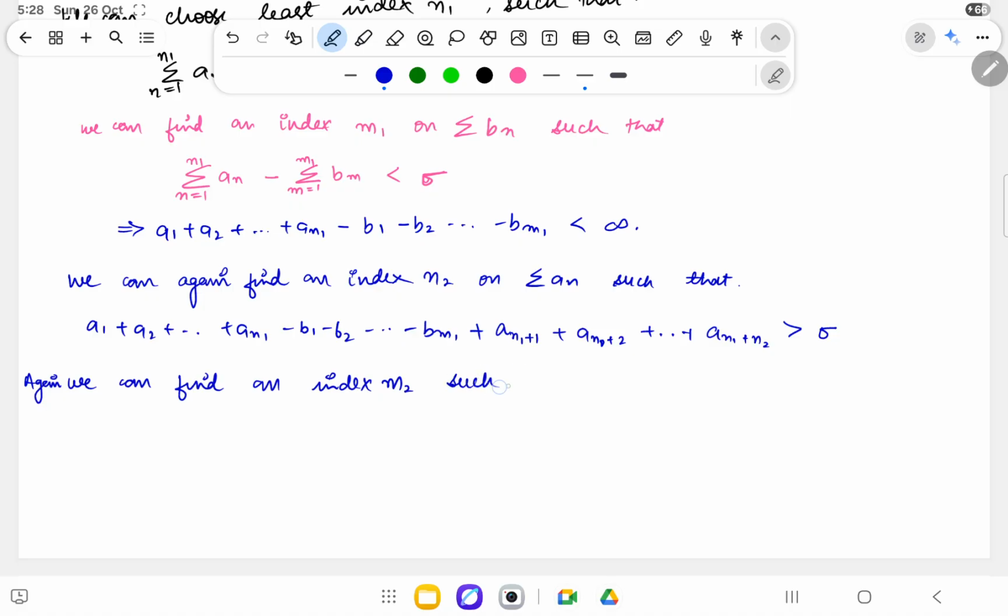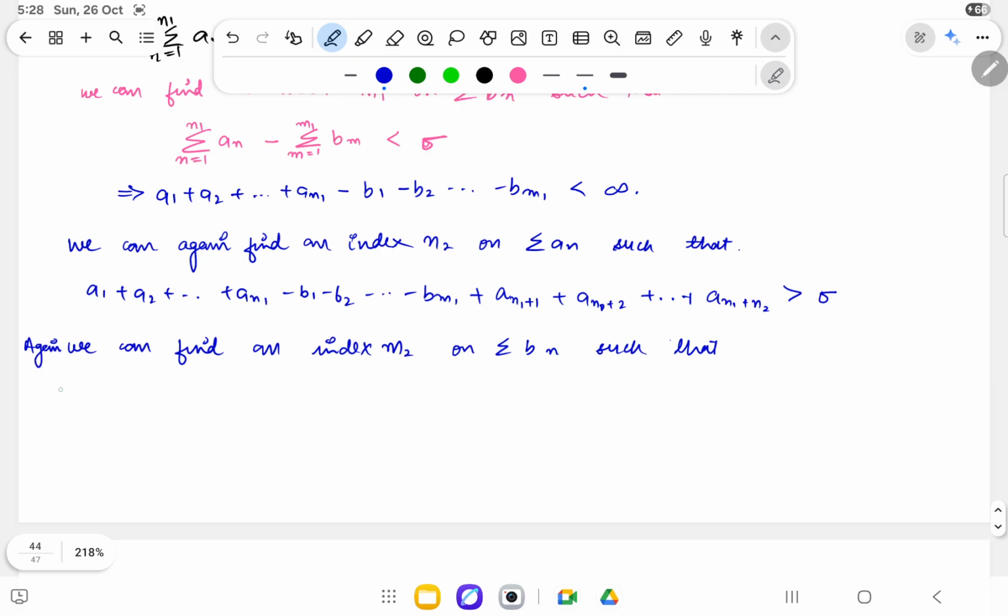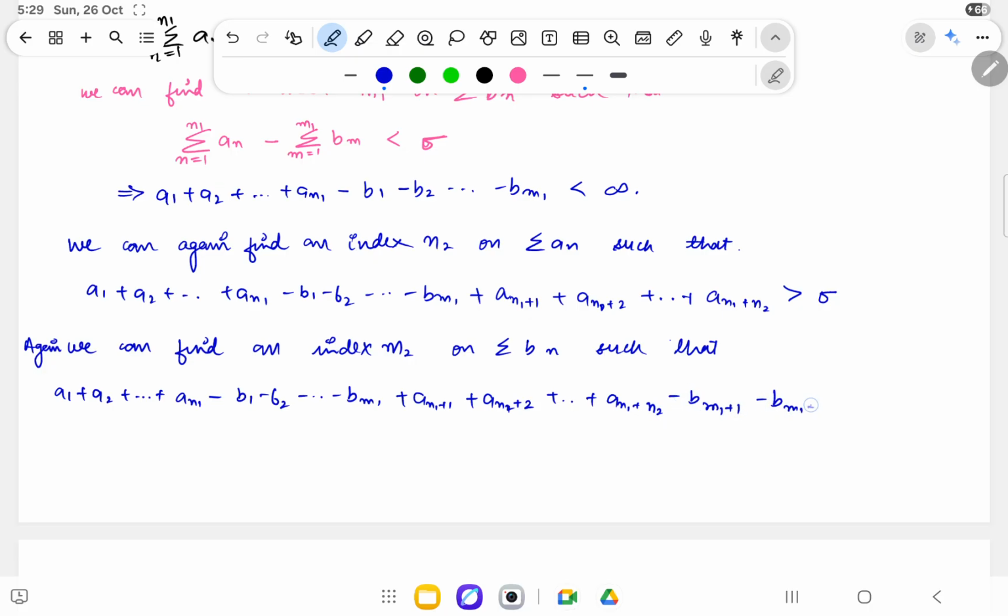So again, we can find an index m2 on the series summation bn such that this sum of terms, that is a1 plus a2 up till a(n1), minus b1 minus b2 up till minus b(m1), plus a(n1+1) plus a(n1+2) up till a(n1+n2), minus b(m1+1) minus b(m1+2) up till minus b(m1+m2), is less than sigma.